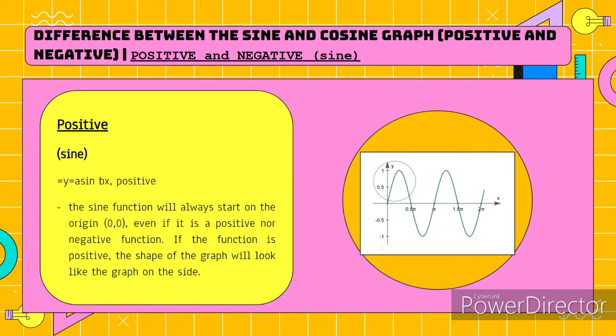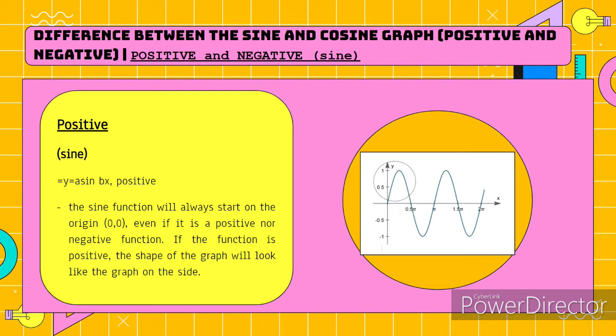Let us now define the difference between the sine and cosine graph, both positive and negative. First is the positive side. The sine function will always start on the origin 0, 0, even if it is a positive or negative function. If the function is positive, the shape of the graph will look like the graph on the side.